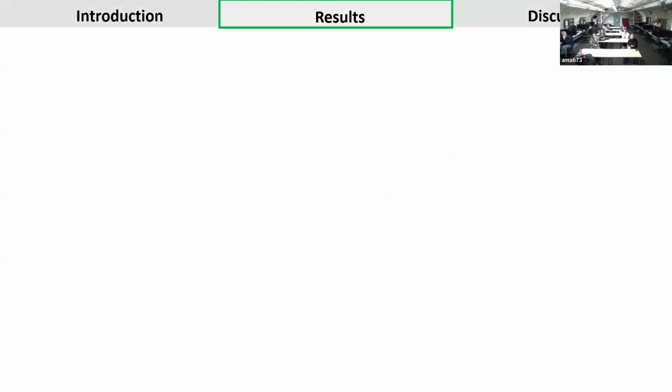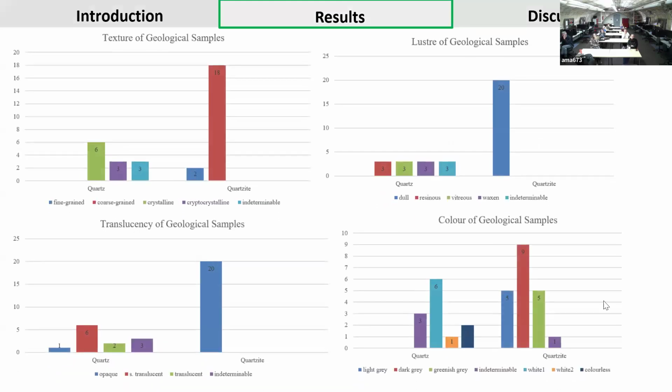Then I moved on to the macroscopic characterization of the material. These bar charts show you the quartz and the quartzite samples. Just focus to the right at the quartzite, and to the left the quartz. In terms of the texture, luster, translucency, and color of the geological samples, these are the results. In terms of texture, we have fine-grained and coarse-grained quartzite. In terms of luster, you have dull for quartzite. I'm not talking about quartz.